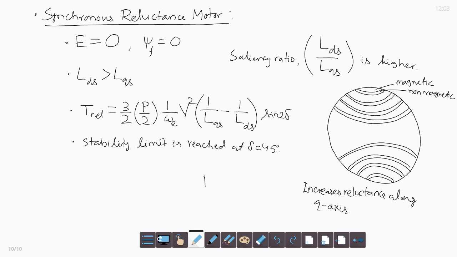Power factor is of the order of 0.8, not like other synchronous machines. Synchronous reluctance motors have higher efficiency because there is no rotor I square R loss. So, higher efficiency is the special feature of this, and due to that it has some applications in low power drives like in spinning mills.